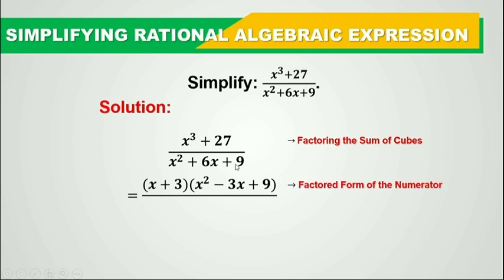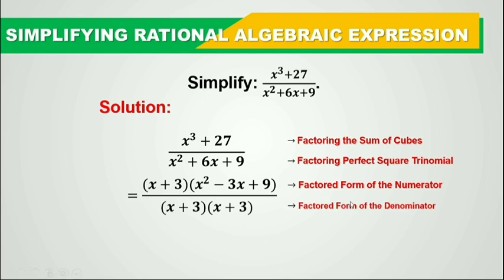And this one, we could factor using the factoring perfect square trinomial technique. So we could use this technique in order for us to factor this rational algebraic expression. Right? And then, what are the factors of x squared plus 6x plus 9? So they are x plus 3 times x plus 3. So these are the factored form of the algebraic expression in the denominator.